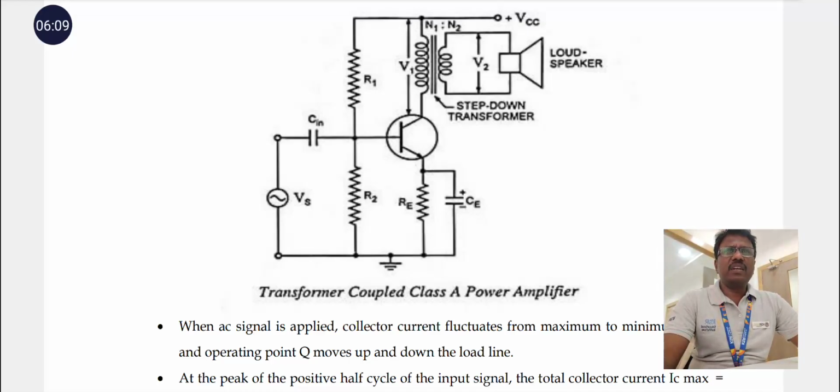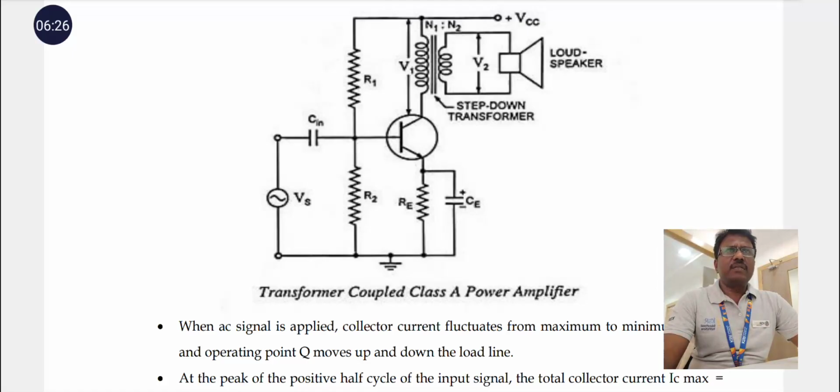So why is it called class A? Because the transistor conducts during the complete 360 degrees of the input signal. The efficiency is around 25 to 30%, and about 50% with transformer coupling.